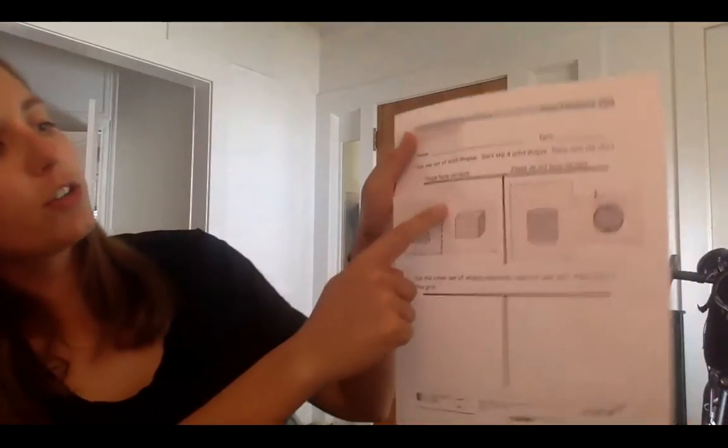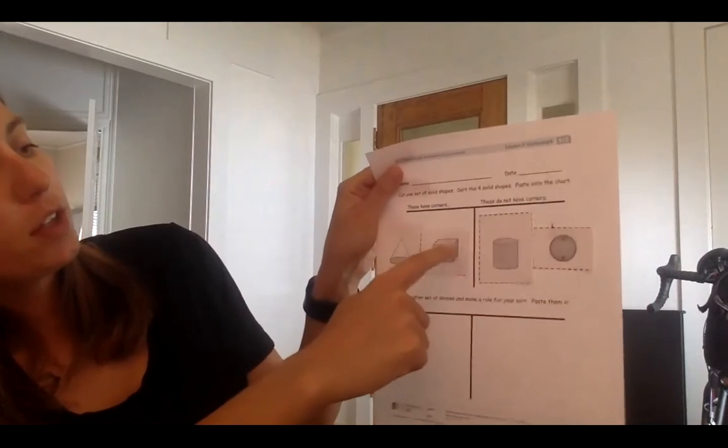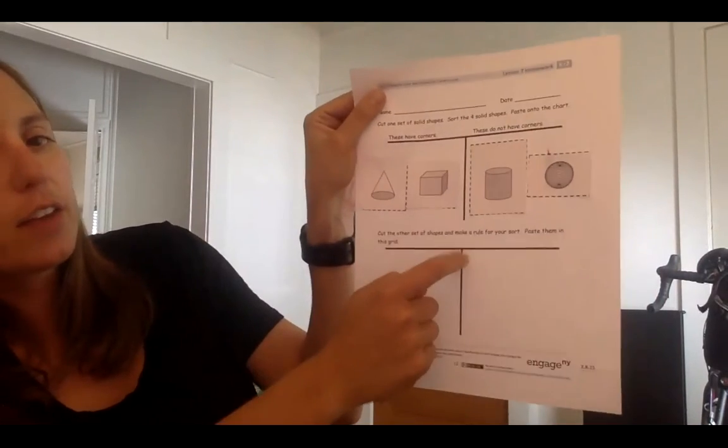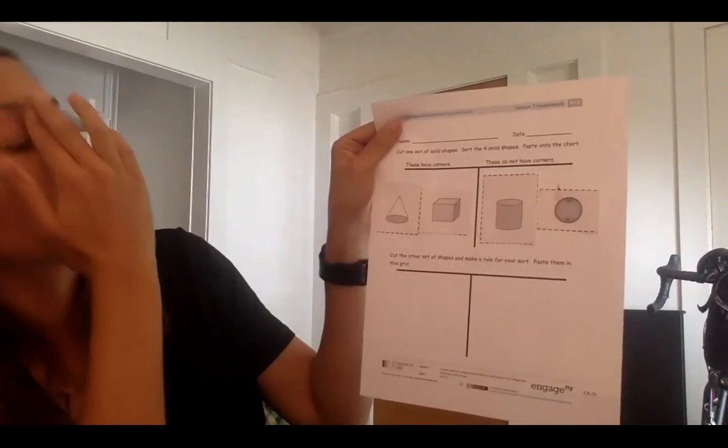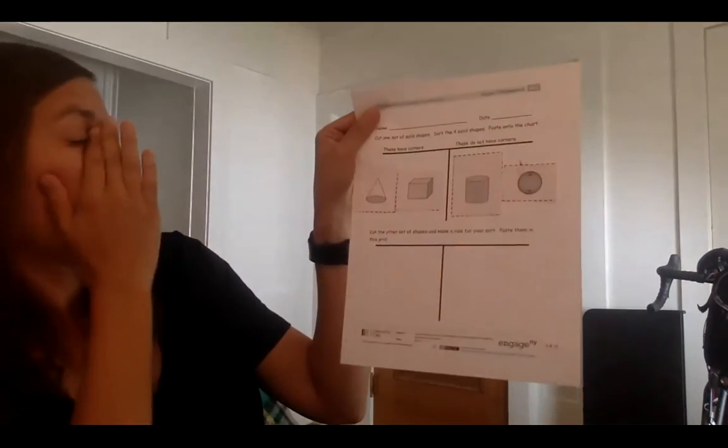So I need you to take your glue stick and you're going to glue those down. And then I will make sure that your paper looks like mine. Let's see. So we have 2 shapes going on. The side that has corners, you can see the cone has a corner up here at the top. The cube has many corners. And on the other side, these shapes do not have corners.